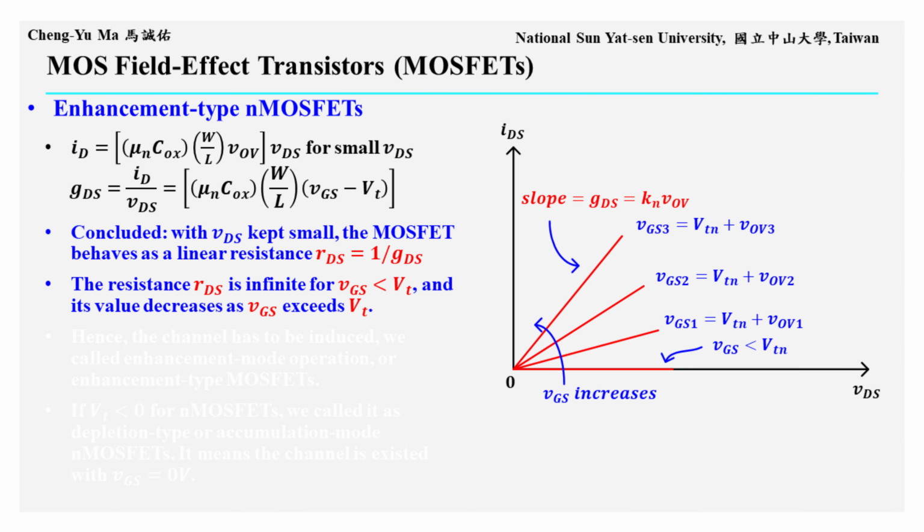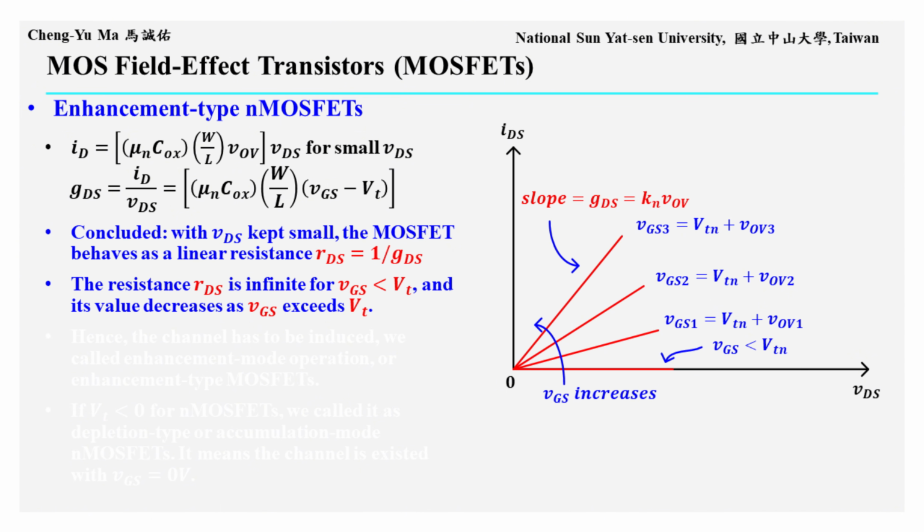From the small V_DS drain current equation, the I_D versus V_DS curve is linear, as shown in the figure. The slope of this line is the conductance G_DS, which is proportional to the overdrive voltage V_OV. Therefore, as V_GS increases, G_DS increases, and the corresponding resistance decreases.